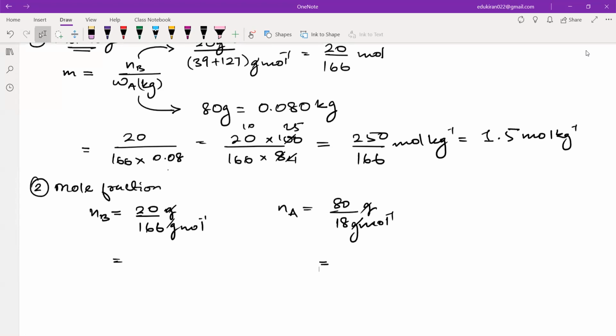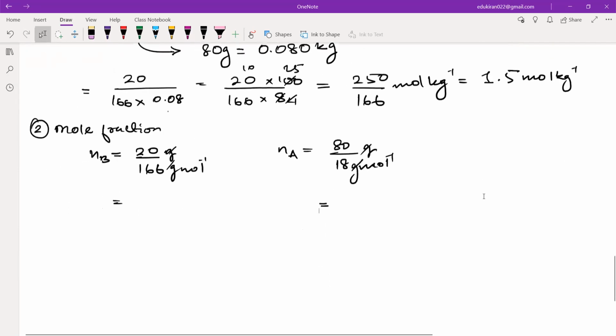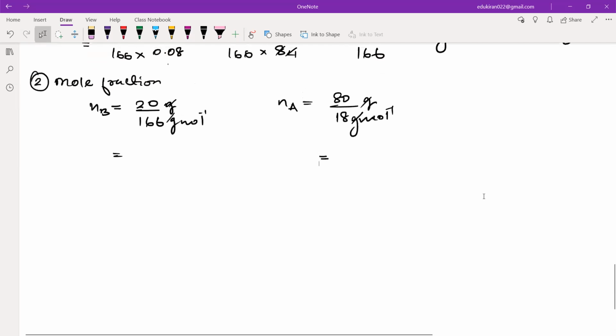So second, we had to calculate molarity, right? Do the mole fraction first, because it is easier. For molarity, you have to use density. You can calculate molarity also, no problem. Tell me what molarity you got.